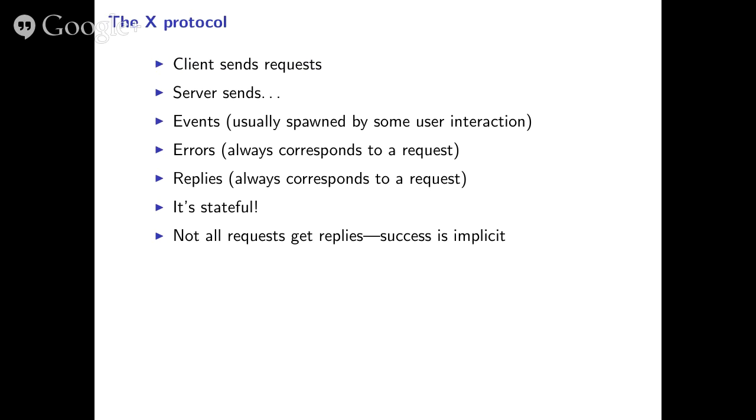Another way of saying it is, if you receive a response or an error from X and its sequence number is n, then all previous requests, with a smaller sequence number than n, have been resolved. So either they would have gotten a reply, they were successful, or an error was sent to them.